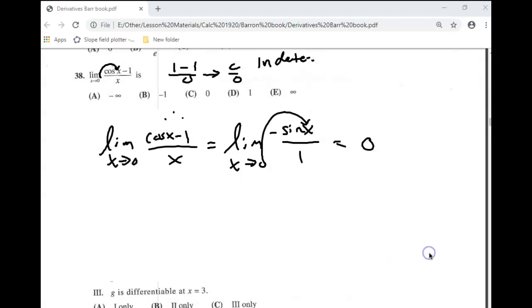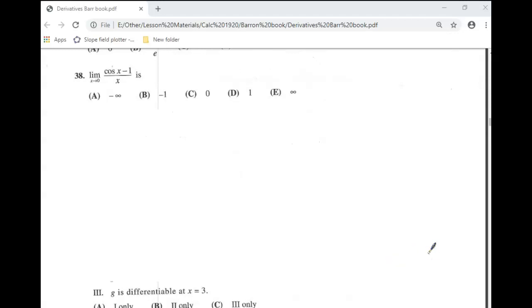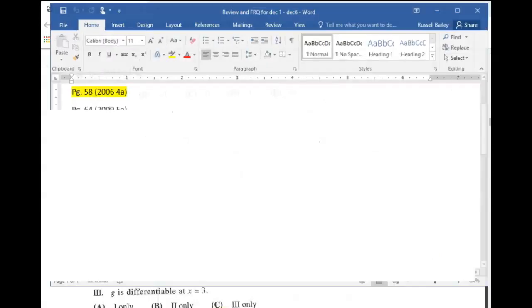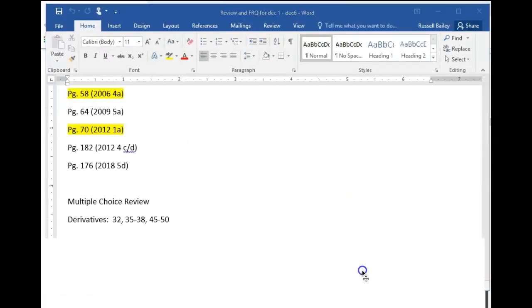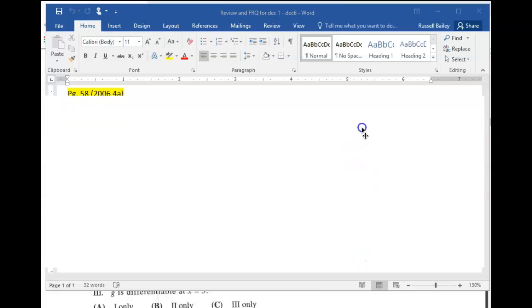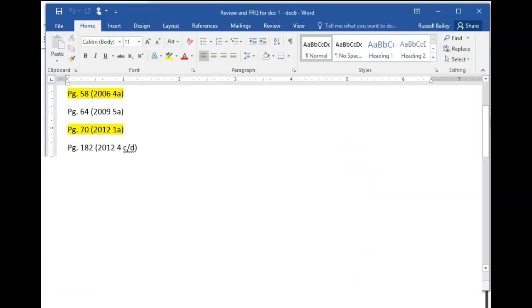All right, let's go ahead and proceed onward. What comes after 38? After 38 comes 45 through 50. So let's go ahead and do 45 through 50.